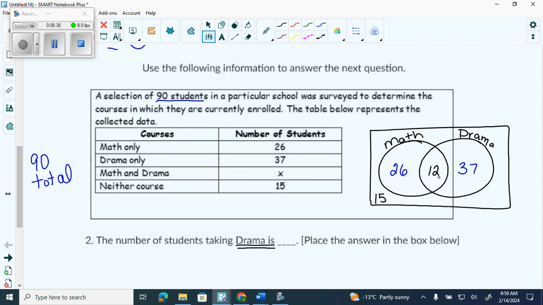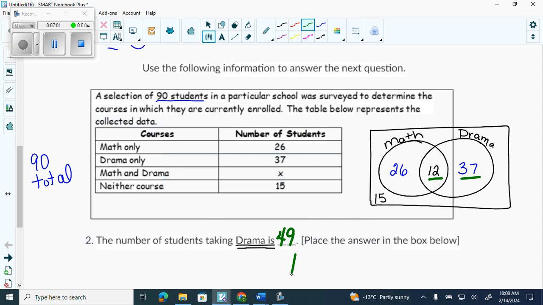So how many are here? 12. Was that the question that they asked? No, they asked how many were in drama. So how many took drama? Does it say drama only? No, it says drama. So if at any point in time they took drama, I don't care if they took 800 other things with it. We have to count them. So these 37 took drama. These 12 also took drama, didn't they? They had to be taking something else, but I don't really care. They're asking how many took drama. What is 37 plus 12?